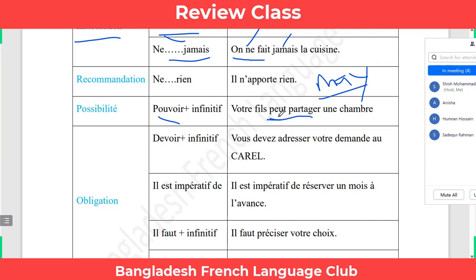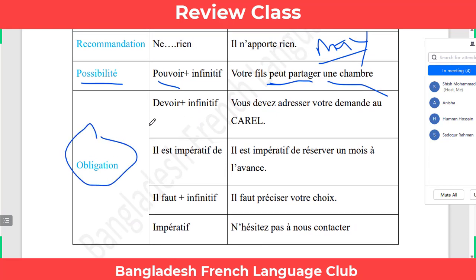So here we can also translate votre fille peut partager, your daughter may share une chambre. We can translate that as this is the possibility. That's why we can say may share une chambre. It is not certain, right?